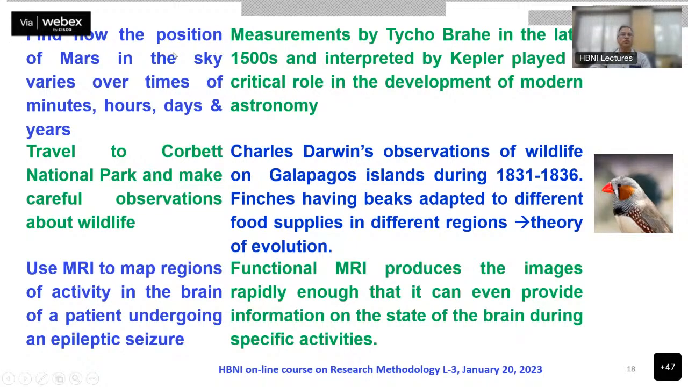Find how the position of Mars in the sky varies over times of minutes, hours, days, and years. So it is an excellent study. You have to develop a telescope. In fact, Tycho Brahe was a pioneer in developing astronomical instruments to measure the position of planets and stars in the sky. In the late 1500s, and later Kepler interpreted some of his observations, which played a critical role in the development of modern astronomy.